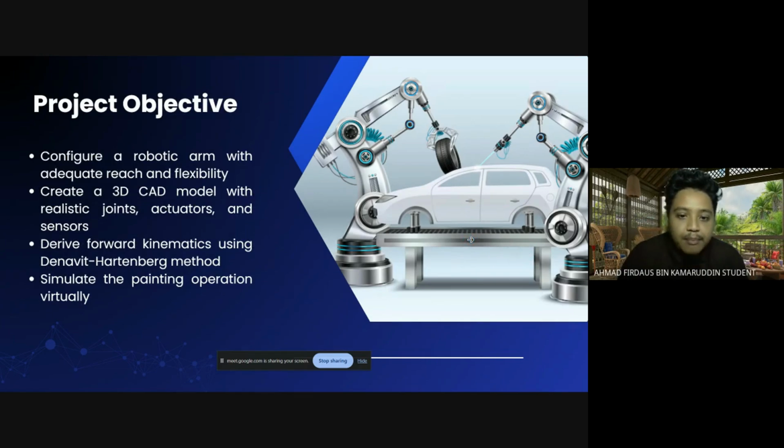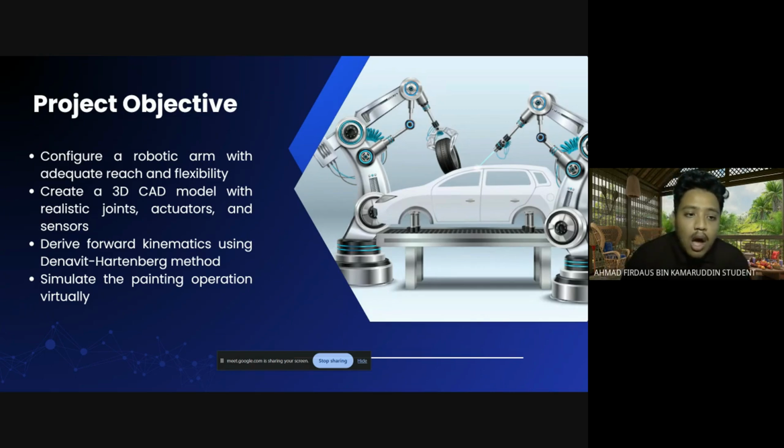So our project aims to address these challenges by designing a robot arm system that automates the painting of car bodies. First, our main objective is to design a robotic arm configuration that offers sufficient reach and movement flexibility to cover the full surface of the car body. Secondly, we aim to construct a 3D CAD model of the arm, complete with realistic joint actuators to simulate how it would function in a real-world environment.